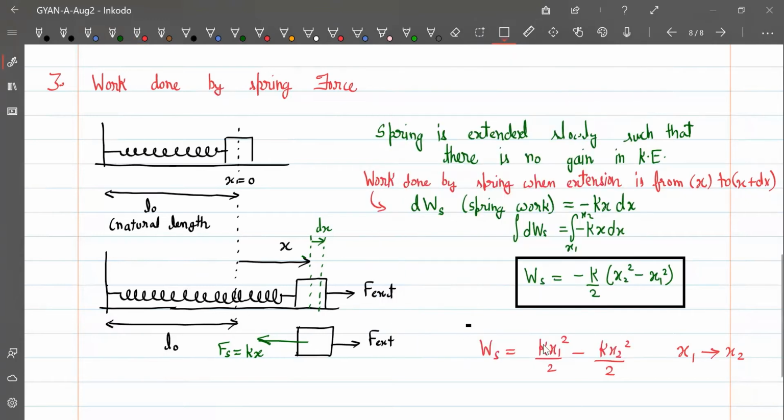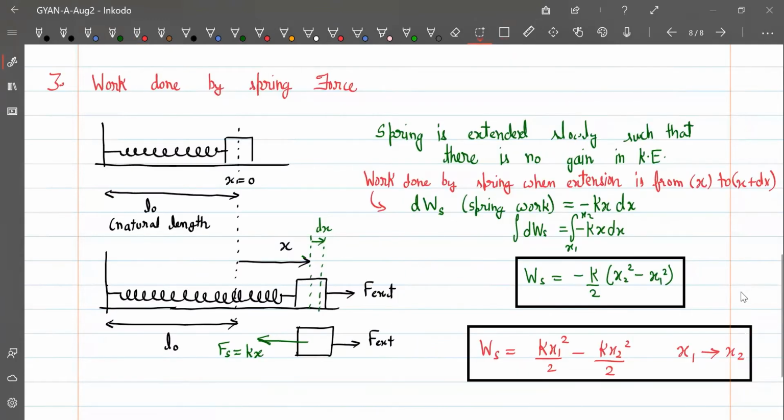You can remember any of the formulas. Going from x1 to x2, it is k x1 square by 2 minus k x2 square by 2.